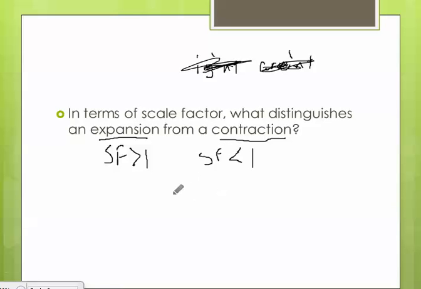Okay? Now I'm going to modify this slightly. If my scale factor's absolute value is greater than 1 and my absolute value is less than 1, then we're talking about a contraction. Absolute value greater than 1, then we're talking about expansion. Why? Because negatives are simply telling you where they're located. They move in a different direction. Okay? But it's the size of the absolute value of the scale factor that tells you whether it's an expansion or a contraction.